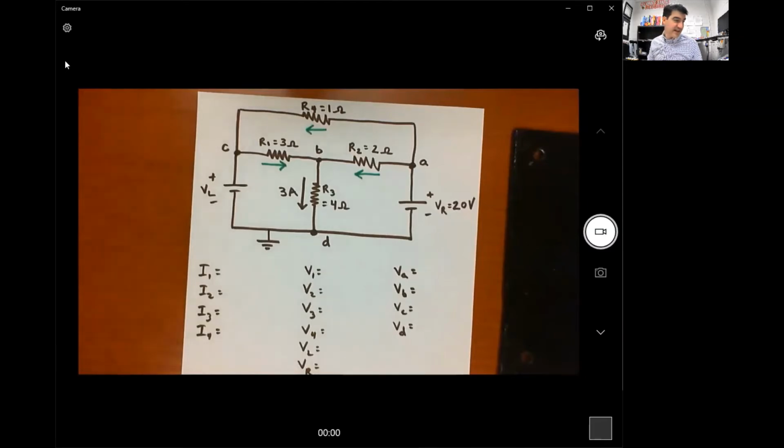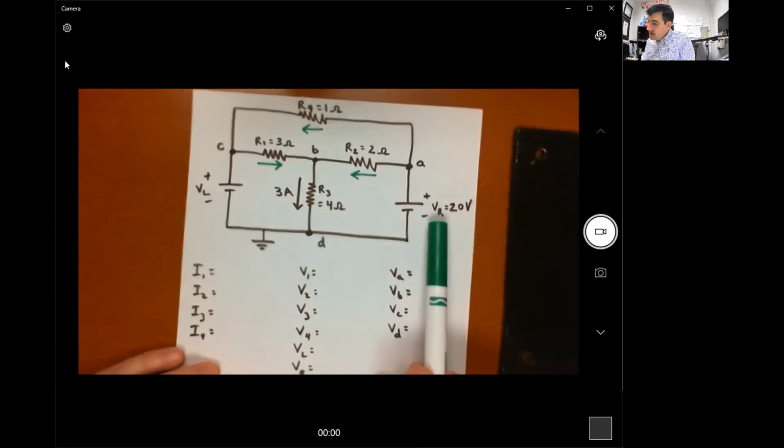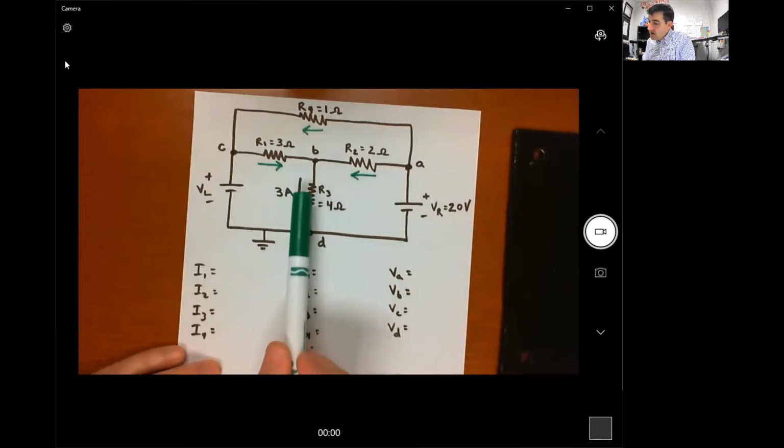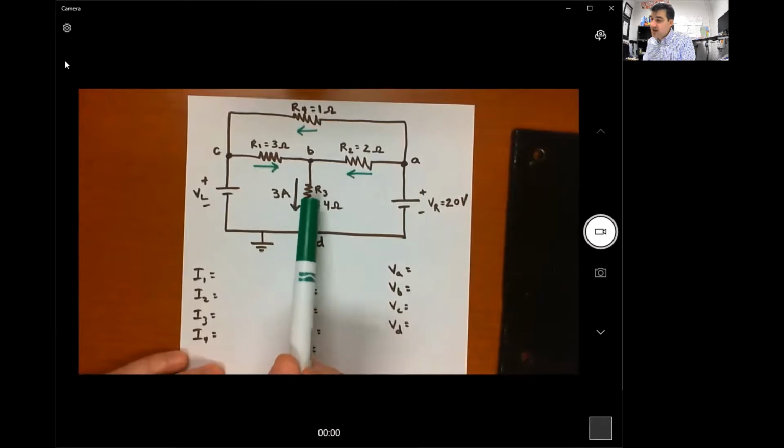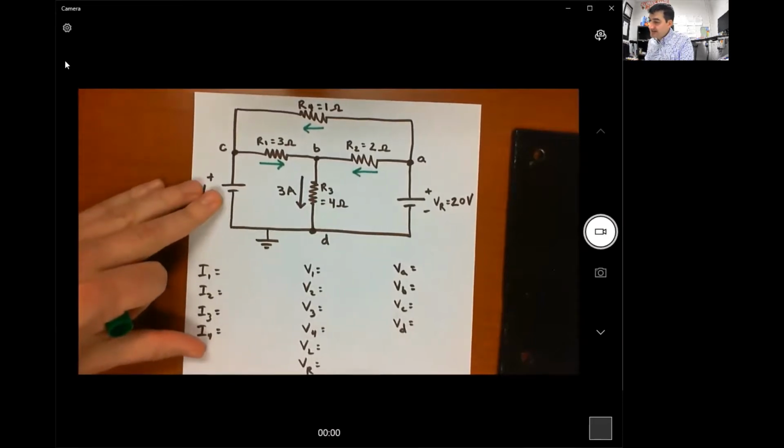All right, so now we've got everything labeled, and we're trying to write KVL and KCL equations. For KVL equations, we're trying to find a loop with one unknown voltage drop. For KCL equations, we're trying to find a node with one unknown current going into or out of it. So what do we know here? We know V sub R, and we know I3 and R3. So the first thing we can do is find V3, and we don't even need KVL or KCL for that.